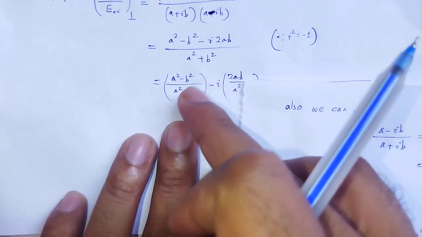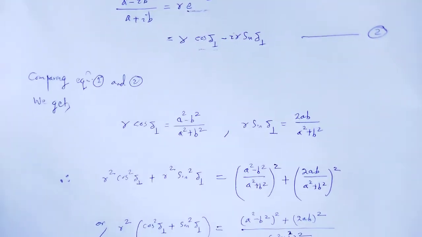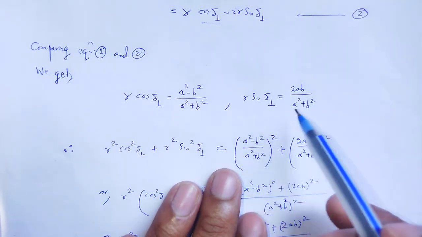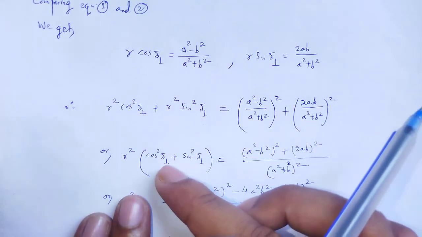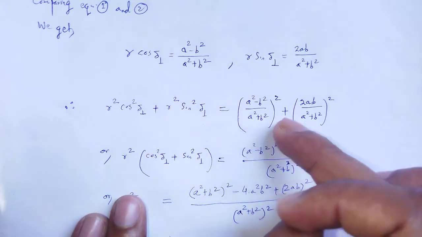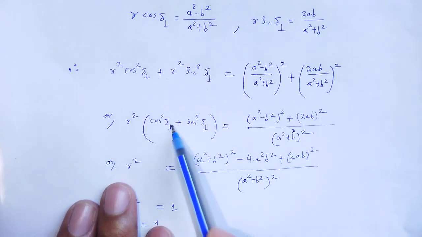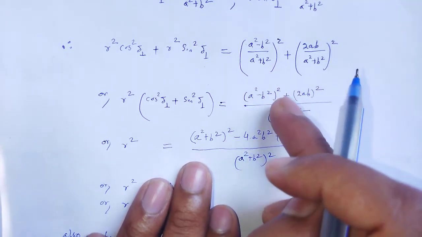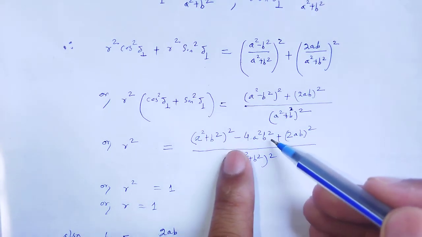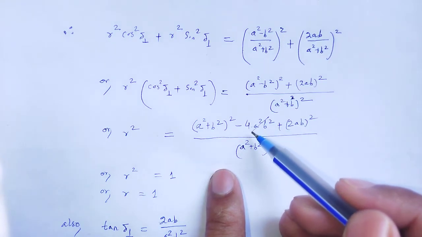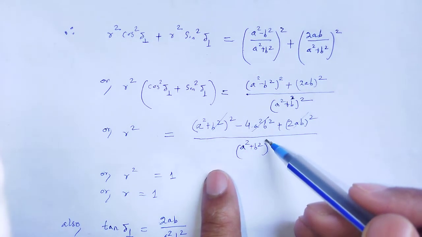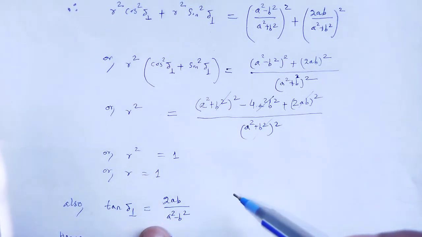Here is the real part, R cos delta is equal to a square minus b square divided by a square plus b square, and in the imaginary part, R sin delta is equal to 2ab divided by a square plus b square. Now squaring and adding: R square cos square delta plus R square sin square delta. Taking R square as common, cos square delta perpendicular plus sin square delta perpendicular is equal to this. Taking the LCM and adding these two terms, cos square delta plus sin square delta is 1. Here, a minus b whole square, by the formula, is a plus b whole square minus 4ab, and the 4a square b square minus 4a square b square cancel out. So, we obtain R square is equal to 1, so R is equal to 1.